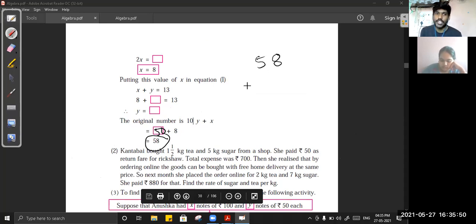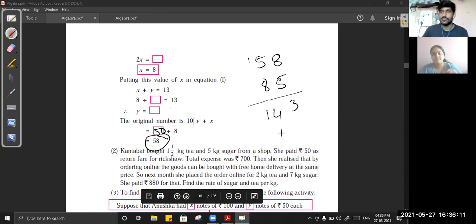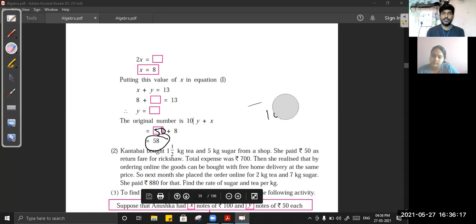If you want to check if your answer is correct or not, they said the number and the number that you get after interchanging it. So when you interchange 58, you get 85 and you add it. So if you add it, 143. Yeah. So your answer is correct. Do you understand this entire activity?